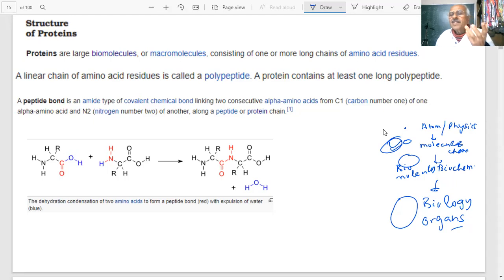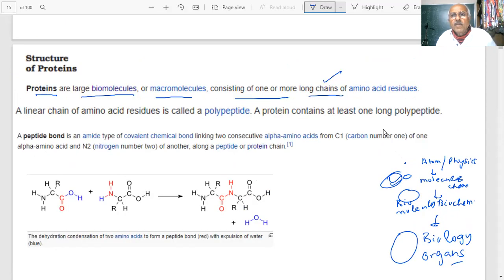Okay, now amino acids are there. What will they do? I am not doing anything. They do it themselves in nature, students. They will form bigger molecules, polymers, the units which you are made up of. So we're talking of proteins, students. Proteins are large biomolecules or macromolecules which consist of one or more long chains of amino acid residues.